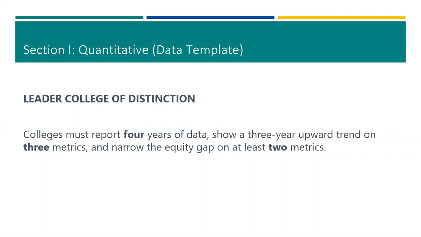At a minimum, colleges must select 2 metrics from Group A and 1 metric from Group B. Shortly, Elaine will provide a listing of these groups and definitions for the required metrics. In addition, colleges must demonstrate through disaggregation the narrowing of equity gaps on at least 2 students' characteristics.